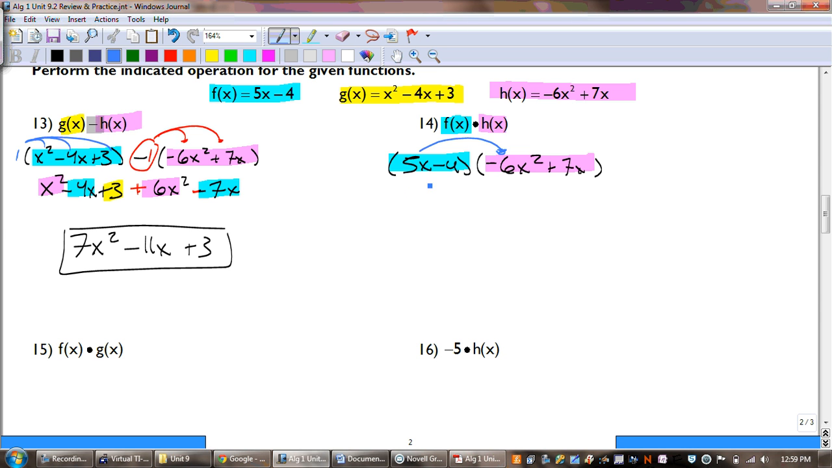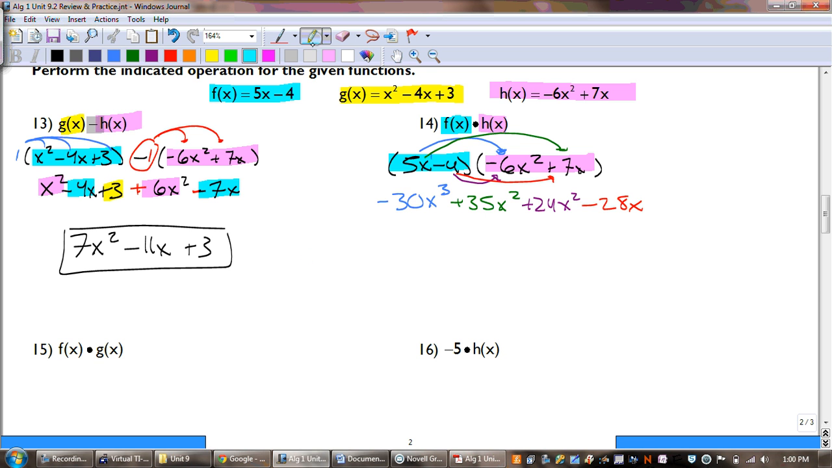So 5 times negative 6 is negative 30. X times x squared gives me x cubed. Remember, we add the exponents. Then we have 5x times 7x, so 5 times 7 gives us 35. X times x gives us x squared. Okay, negative 4 times negative 6 is a positive 24 and x squared. And then last, negative 4 times positive 7x gives me a negative 28x.